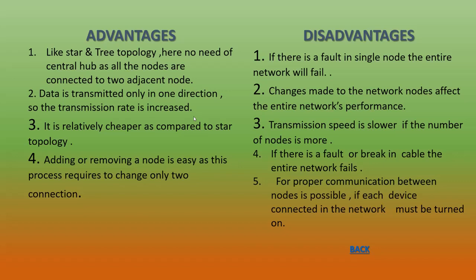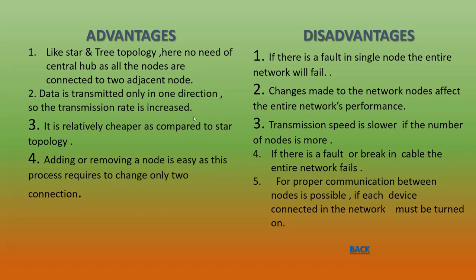That point will be affected in all topologies anyway, because if the number of nodes is more, then normally transmission speed will be slower. If there is a fault in the cable, that also will affect the network. For proper communication in ring topology, all the nodes must be turned on. Only then can the data be transmitted through the ring.